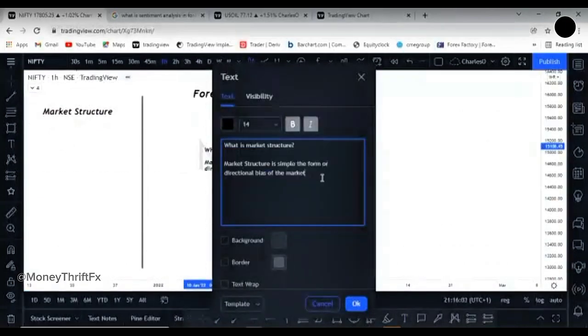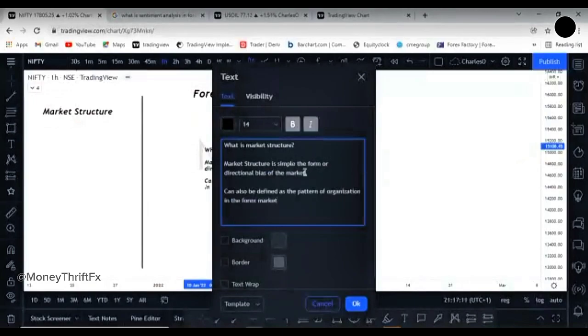Market structure is simply the directional bias of the market, right? You can just look at structure as the arrangement of a particular thing in an organized pattern. I like the way Merriam-Webster puts their definition of what a structure is: it is arranged in a definite pattern of organization. Let's just have that word too. So structure is a definite pattern of organization.